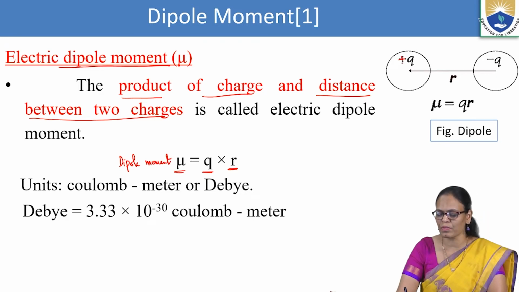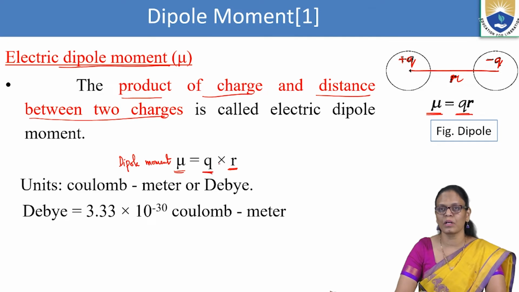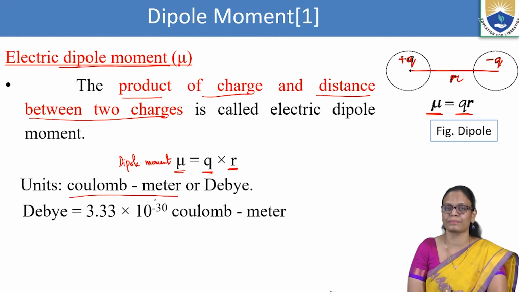So this is plus q and this is minus q. They are separated by a distance r. They are equal in magnitude and opposite in charge, and they constitute a dipole. And the dipole moment is given by q into r. The unit for this dipole moment: q is measured in coulomb in the SI system and r is measured in meter. So we can write the unit as coulomb meter.